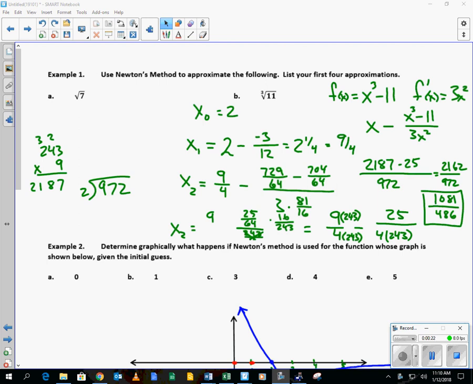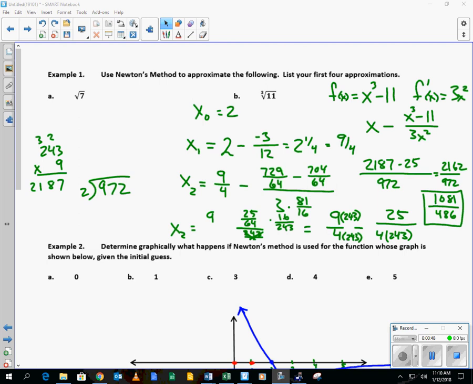X cubed minus 11, right? And the derivative of that is 3x squared. Now we chose to make a guess of 2. And so as we use Newton's method, x minus x cubed minus 11 over 3x squared, we actually computed this by hand. We put a 2 in for the x, and we got 2 minus 3 over 12, which came out to 2 and a fourth, or 9/4.